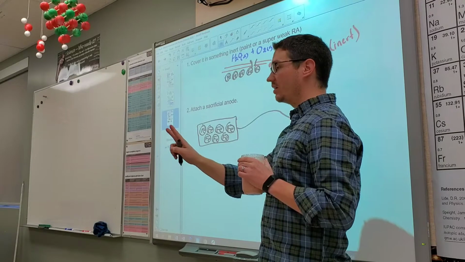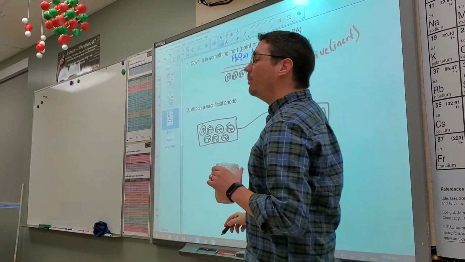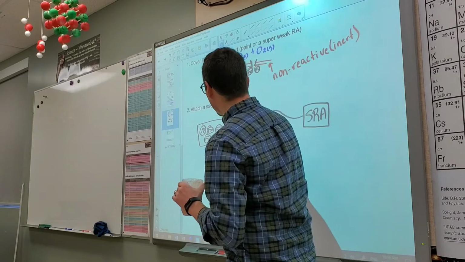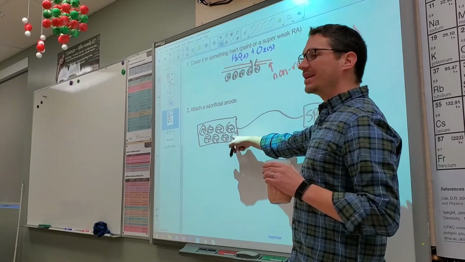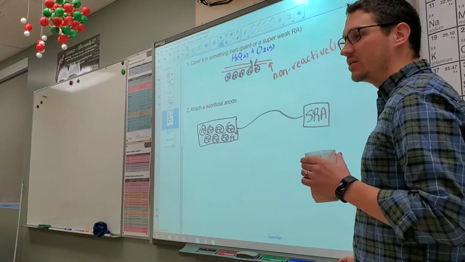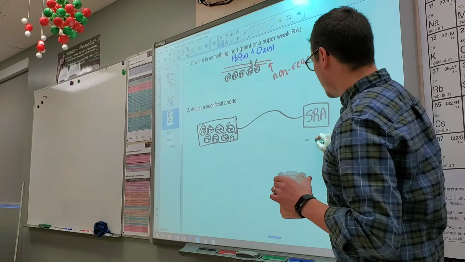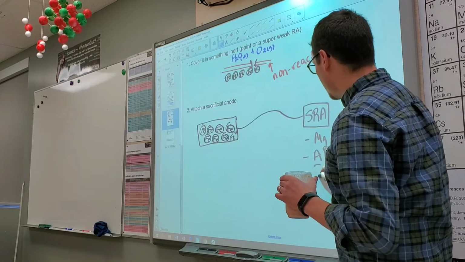Are we okay with that? Just specifically, it's going to turn into iron 2 plus. So the moment it turns into iron 2 plus, it can steal the electrons from this strong reducing agent, right? So all we have to do is put magnesium or aluminum or zinc.